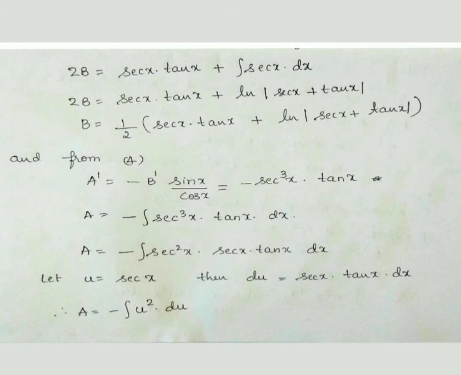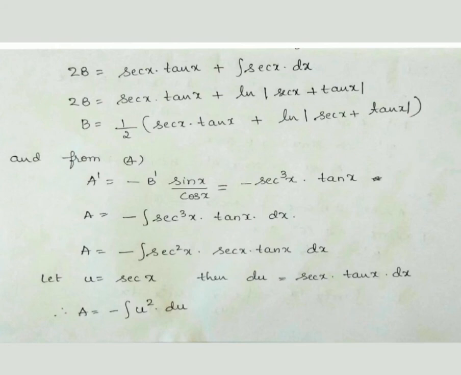Again, this integration is also very important, carefully observe this one. Secant cube x I will write as secant square x into secant x, that into the remaining term tan x into dx. Now what we can do, here I will consider u as secant x. Observe that I will consider u as secant x, then du is secant x into tan x dx, since the differentiation of secant x is secant x into tan x. So therefore a can be written as minus of secant square x is u square, and secant x tan x dx can be replaced as du.